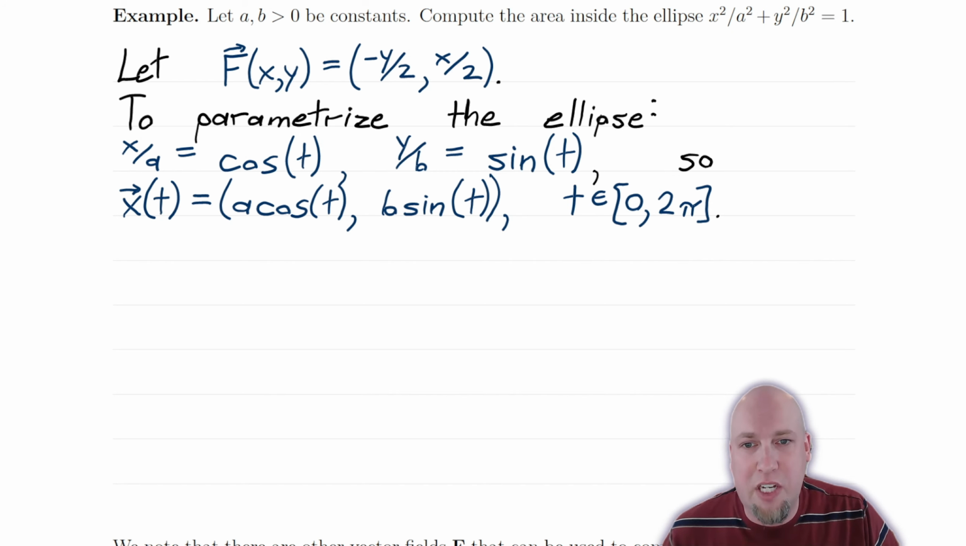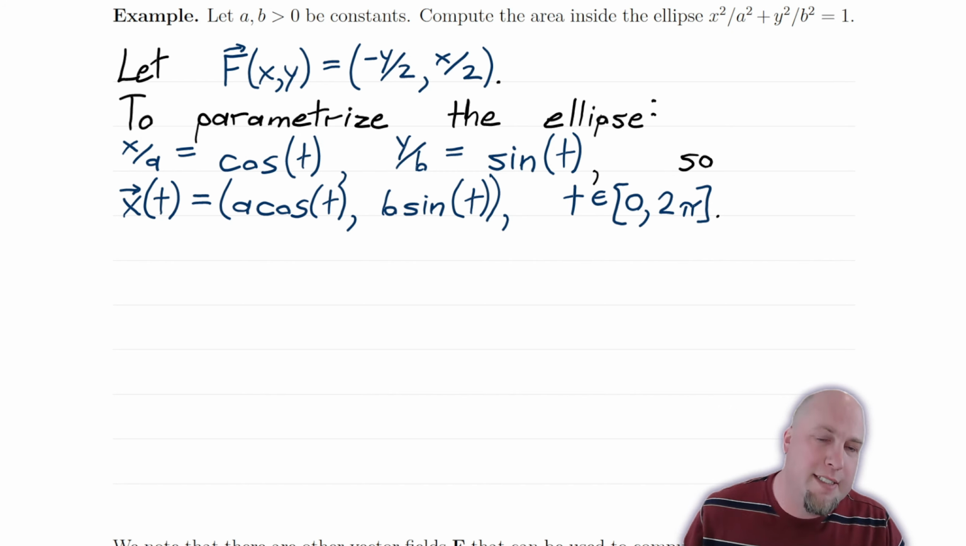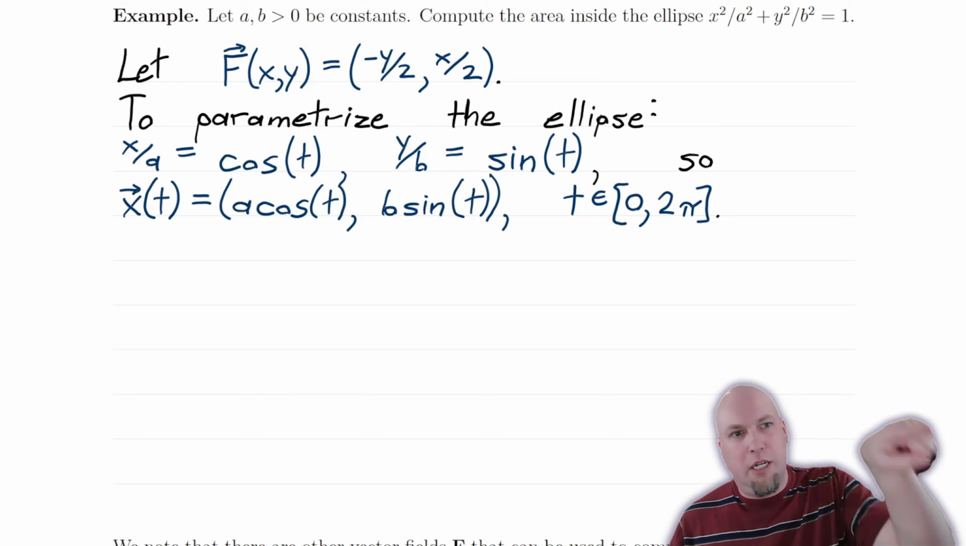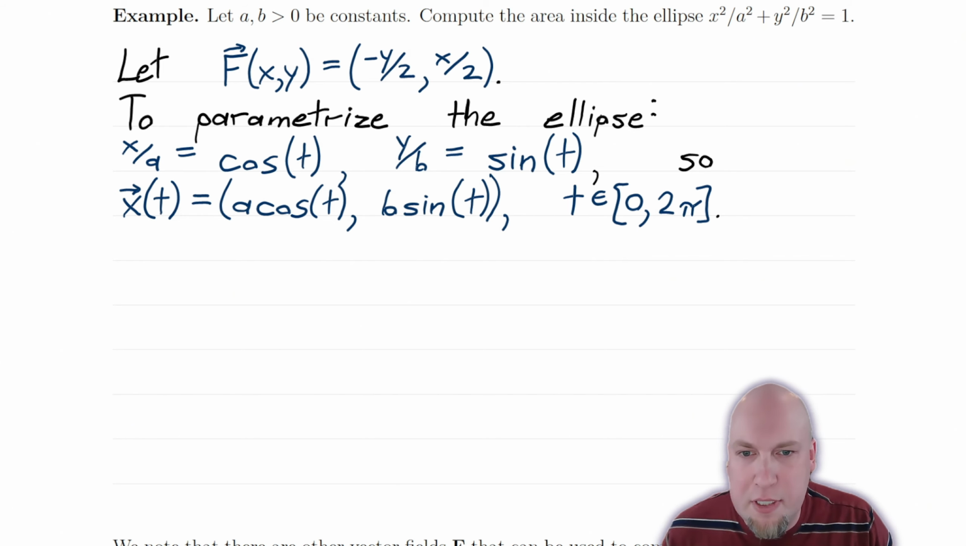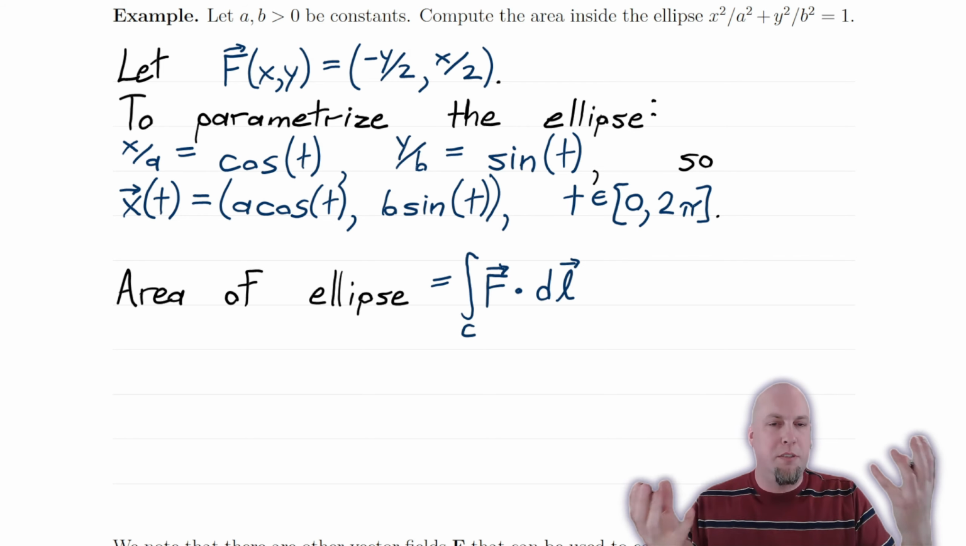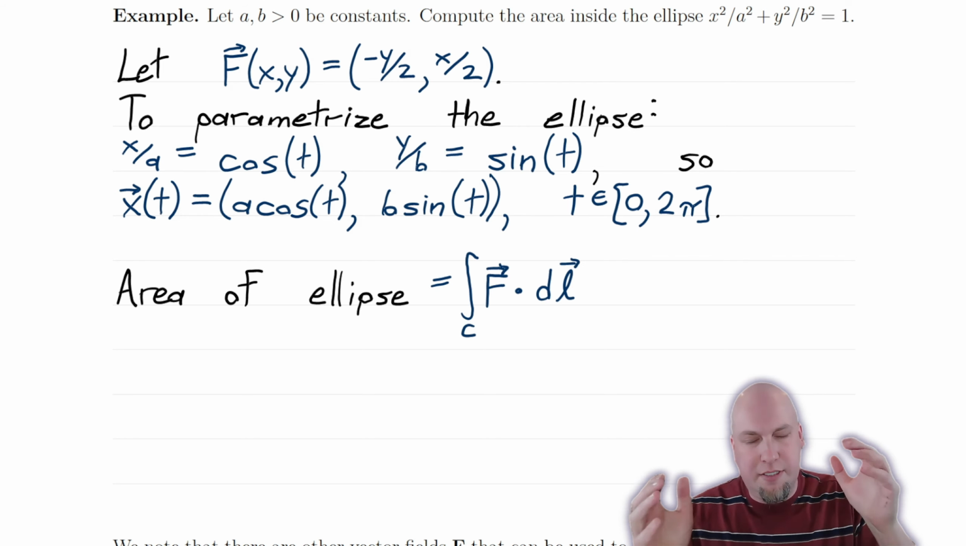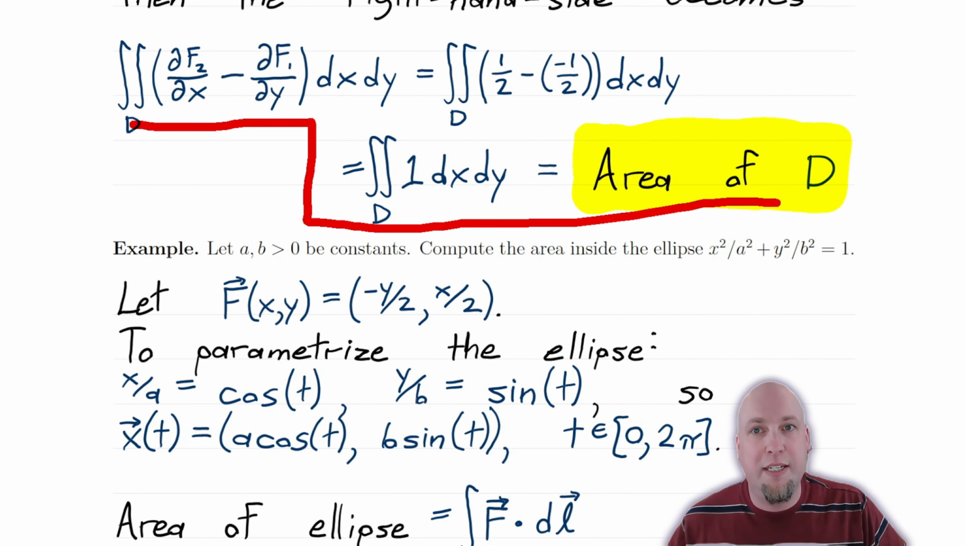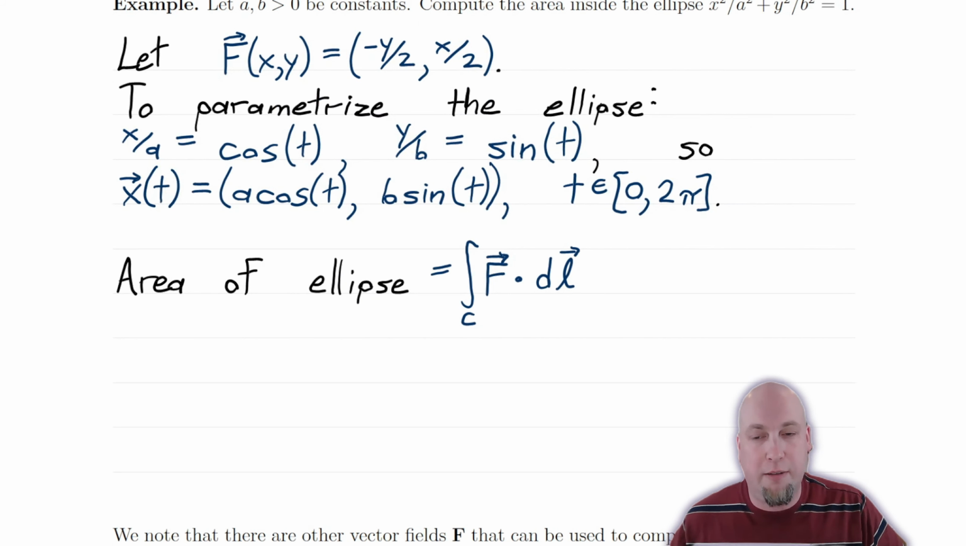The only difference is I've got an a on the cos and a b on the sine t. Okay, so that's my parameterization of the counterclockwise walking around the edge of the ellipse. Okay, and then Green's theorem, here's where the magic happens. Green's theorem says this vector line integral equals exactly this double integral up here, and therefore it equals the area of the region I'm integrating around. It equals the area of the ellipse.